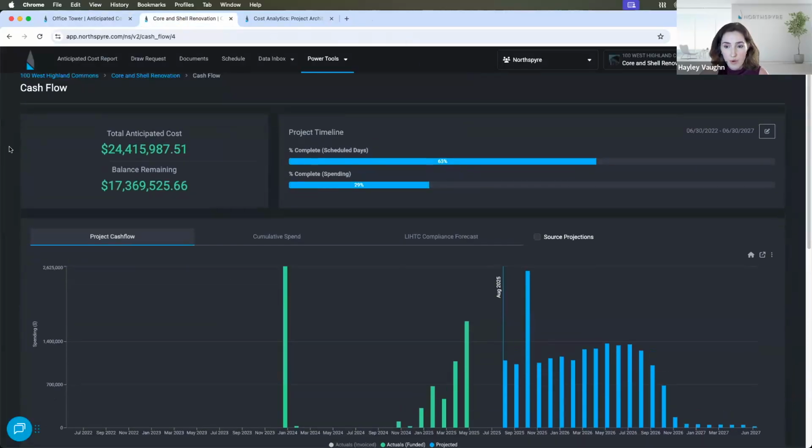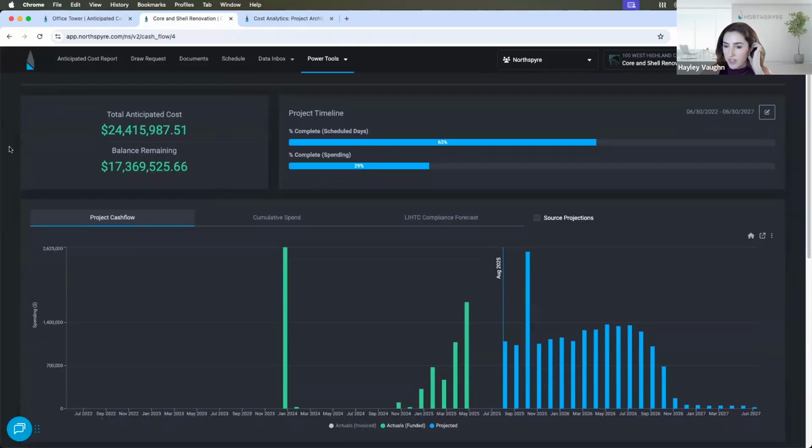Another great solution is our project cash flow feature. This is where you're going to be projecting your spend projections for the life cycle of the project, all the way from due diligence to delivery.